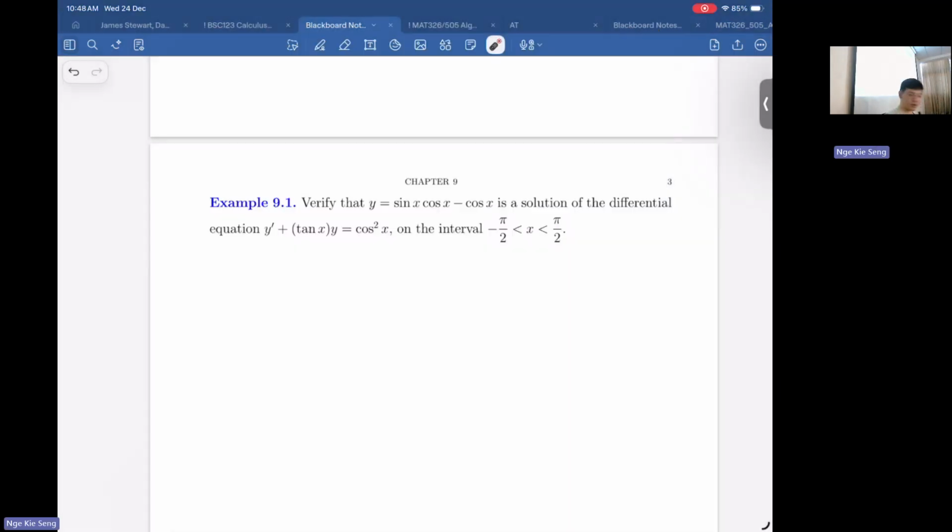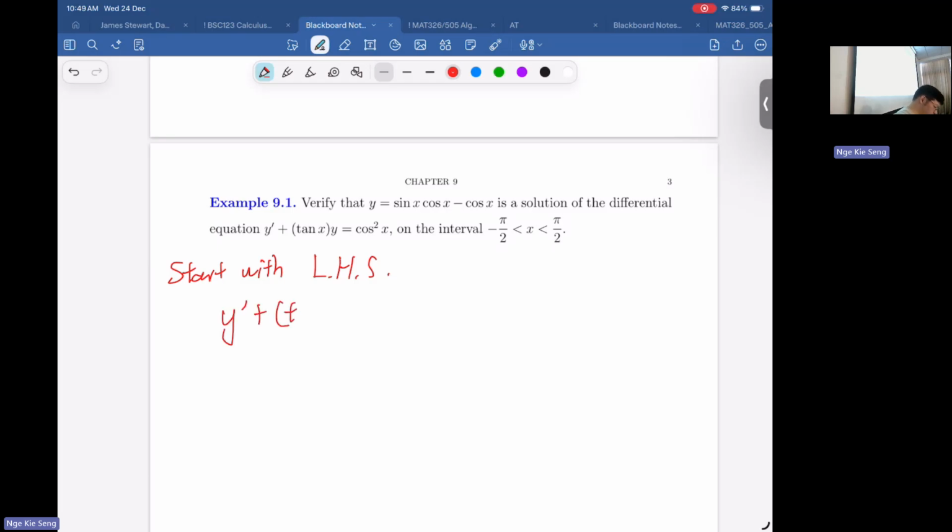Okay, everyone got it? Is it straightforward? Or did you get stuck in calculation? All right, then we will start with the left-hand side. So y prime plus tangent x times y.